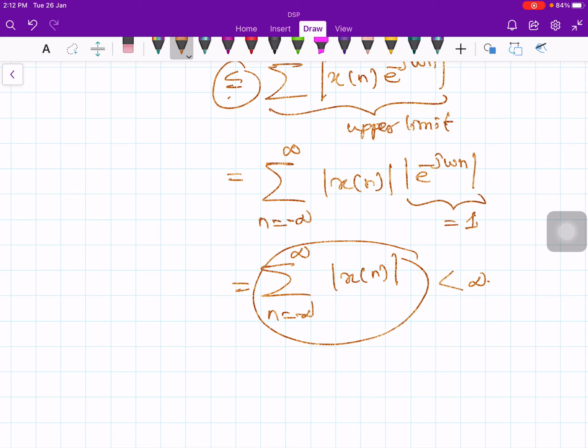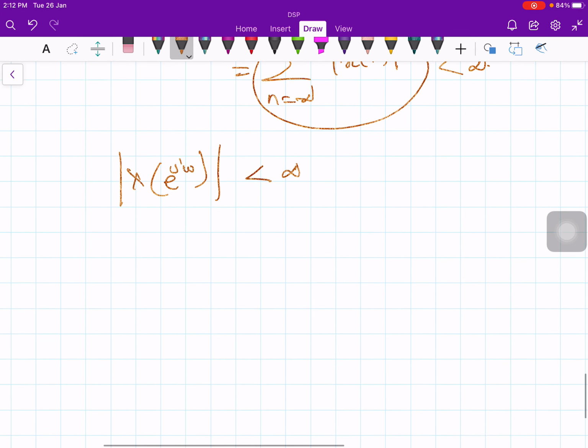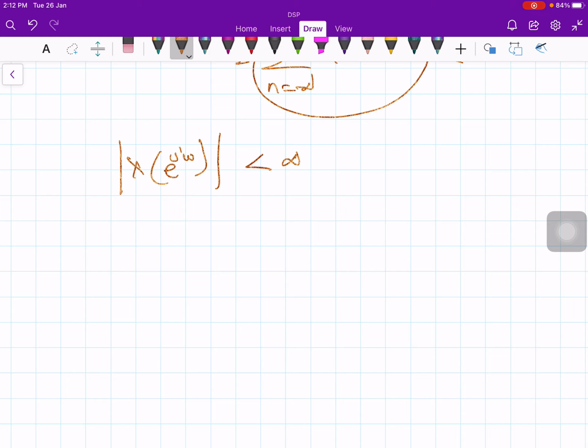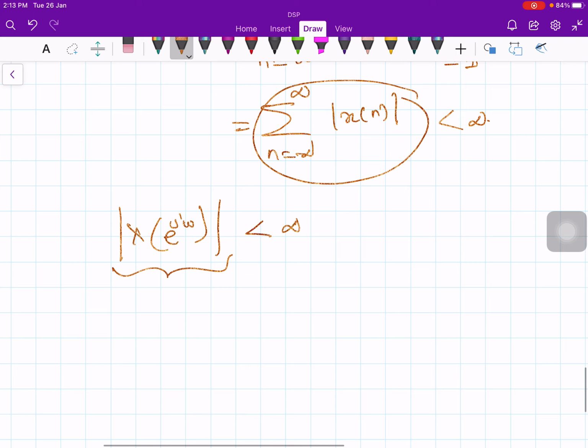So therefore the right hand side is less than infinity, and the left hand side is the mod of X(e^{jω}). Now this DTFT has a finite value. That means whenever the sequence x[n] is absolutely summable, then the DTFT exists. If the right hand side is less than infinity, then obviously mod of X(e^{jω}) will exist. If x[n] is absolutely summable, then its DTFT exists.